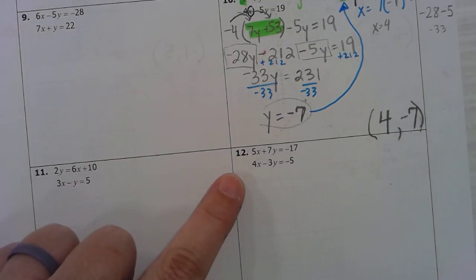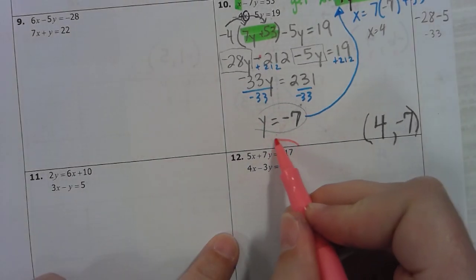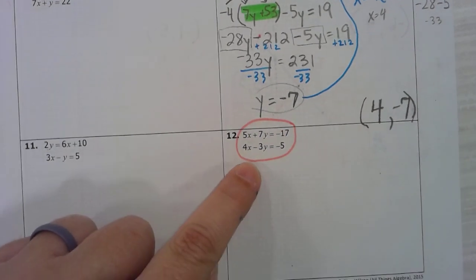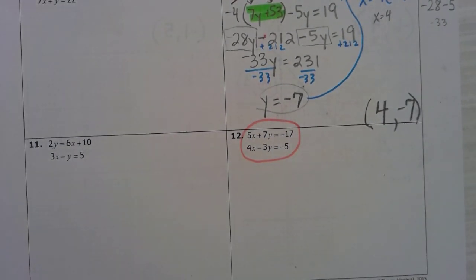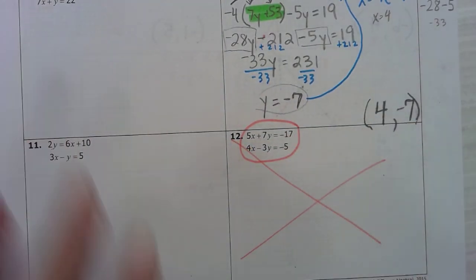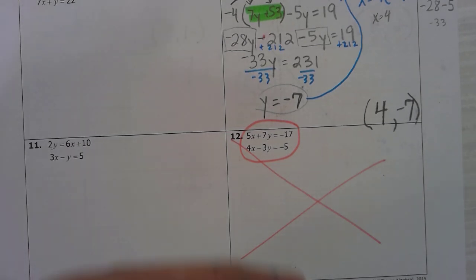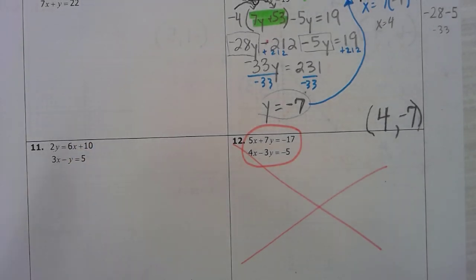Okay, do you see how number 12, none of those have an x or a y all by itself? All the x's and all the y's have a number or a coefficient in front of them. So we are not going to use substitution for that problem. You can do it, it's just way more work because you got to solve one of these equations for x or y first, and then you got to go through all of this other stuff, right? So not the best situation, okay?